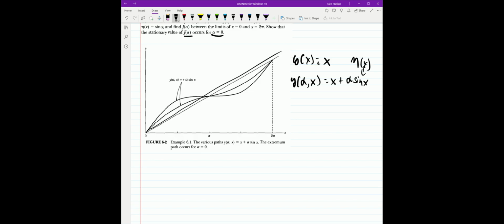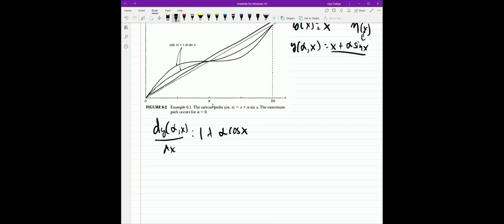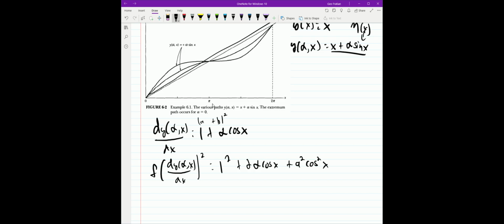Okay. So let's take the derivative dy of alpha comma x over dx. Well, take the derivative of this function right here. That's 1 plus alpha cosine x. Now, we know our function is the first derivative squared, dy of alpha comma x over dx, squared. Which is just equal to, using a plus b squared, 1 squared plus 2 alpha cosine x plus alpha squared cosine squared x.